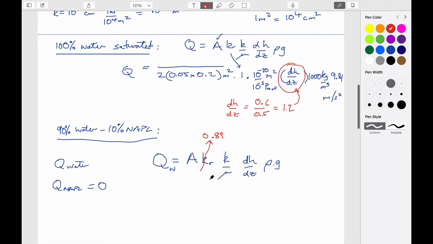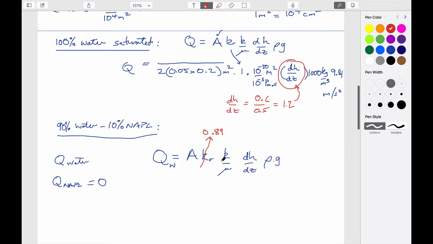So we know the relative permeability. What's the permeability of the porous medium? The porous medium has always got the same permeability. And so this is always going to be just the permeability of sand, which I think was 10 to the minus 10 meters squared. This is the viscosity of water, which we know is 10 to the minus 3 Pascal seconds, roughly. The gradient is exactly the same as it was before, which is 1.2.